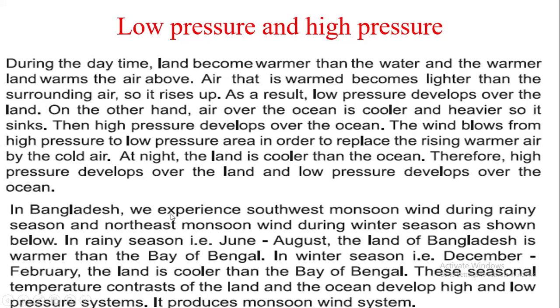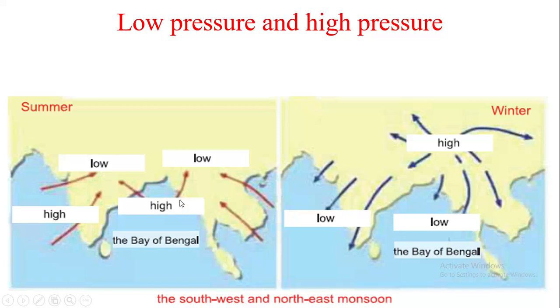In Bangladesh, we experience southwest monsoon wind during rainy season and northeast monsoon wind during winter season. If we see the diagram here, in summer, the land of Bangladesh is warmer than the Bay of Bengal. That's why the upper portion creates low pressure, and the opposite scenario in winter. Here in winter season, the land is cooler than the Bay of Bengal. That's why the upper part creates high pressure and the lower part creates low pressure.